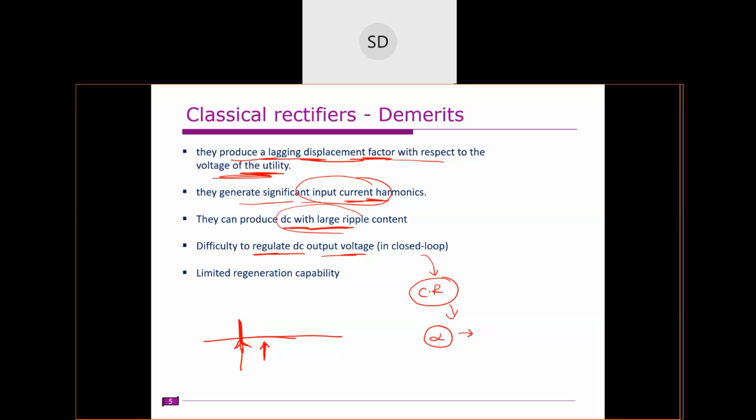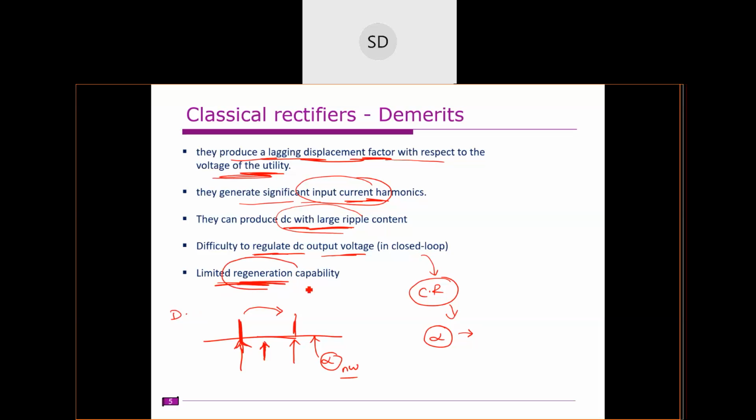You cannot directly implement that new firing angle. You need to wait until the switch is completely commutated, and after a certain delay, you implement the new firing angle. That means in closed loop applications, when you require high performance or a fast response, these are not a good option. Also, there is limited regenerative capability. Diode bridge rectifiers will not operate in regenerative mode.